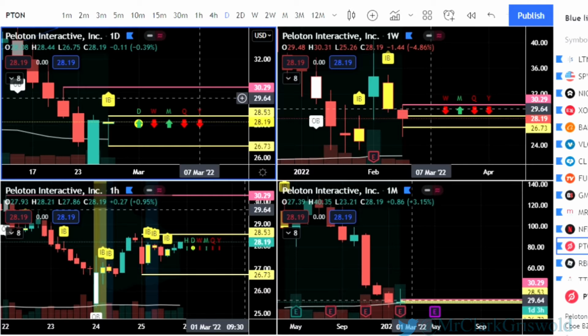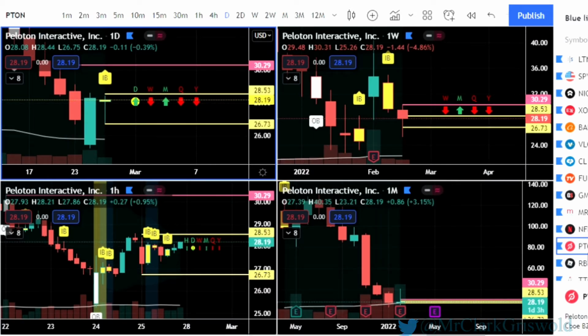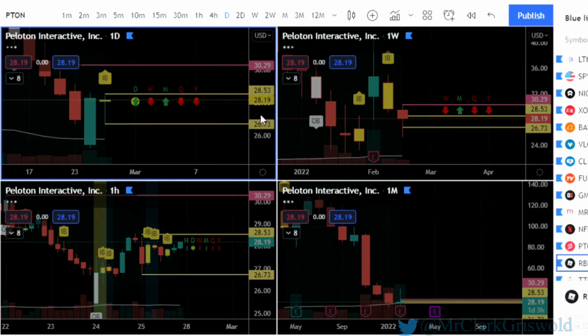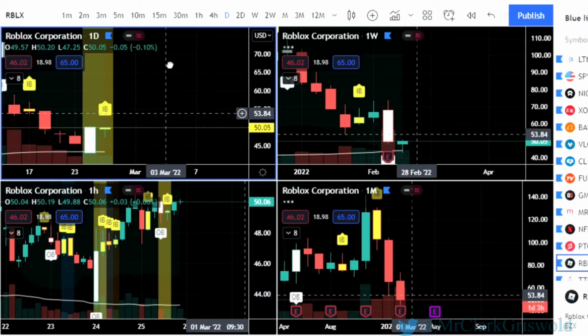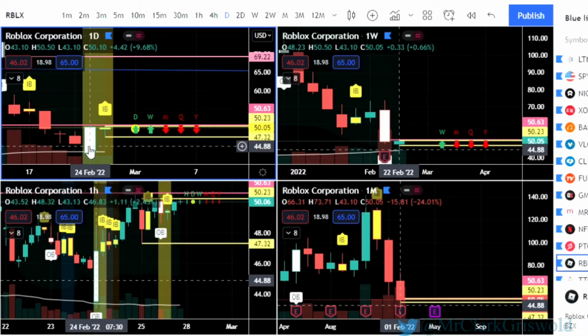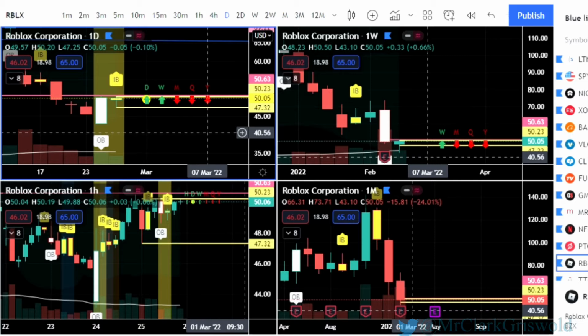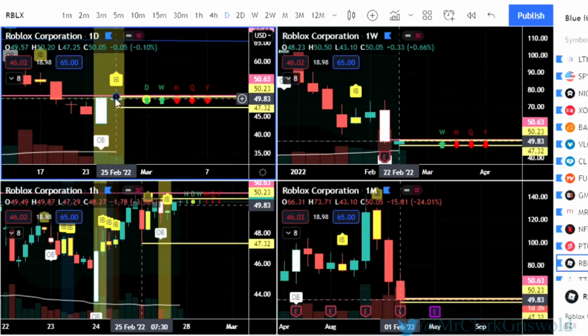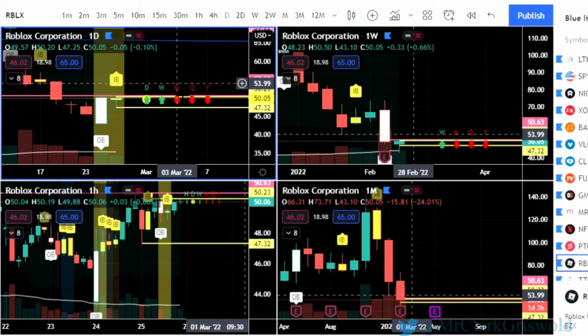So inside bar on Peloton, so calls at 28.53, puts at 26.73. RBLX, Roblox, has setups for the daily and the weekly. So another Holy Grail pattern on Roblox, RBLX. So we'll look for calls, and it's a small candle, so small consolidation. We'll be looking for a breakout on this in either direction.